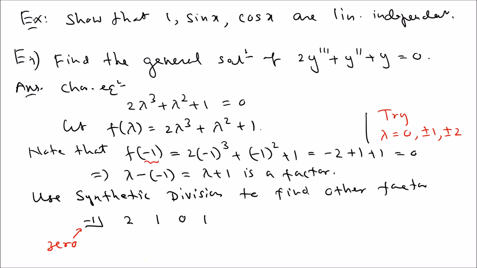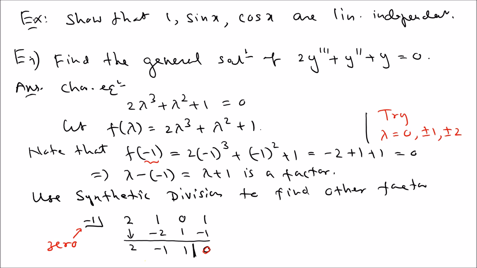What we normally do is very simple. We copy that number first and then multiply and add. We multiply negative 1 with 2, so you get negative 2, put it there, and add, so you get negative 1. Then multiply again with negative 1 and negative 1, so you get 1, and add. Just add, multiply, add. Then negative 1 with 1, so you get negative 1, add, you get 0. That means it's completely divided. If you get a 0, that means it's completely divided. So that's the quotient.